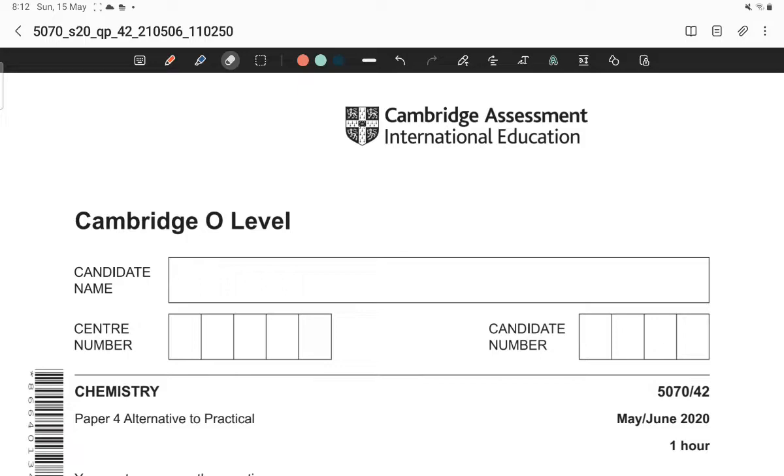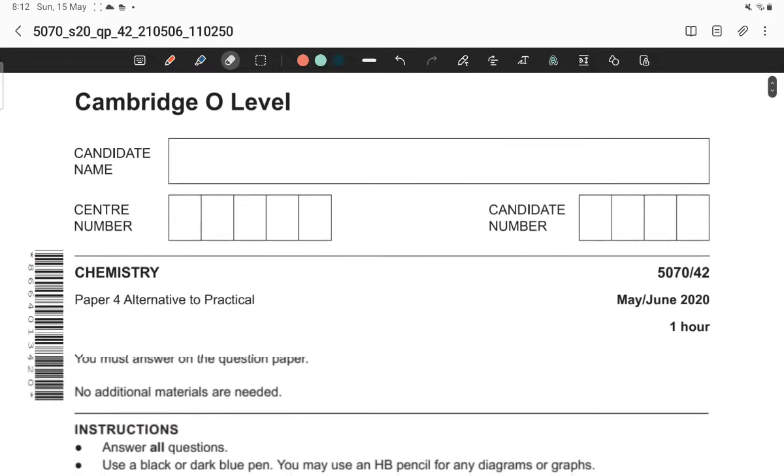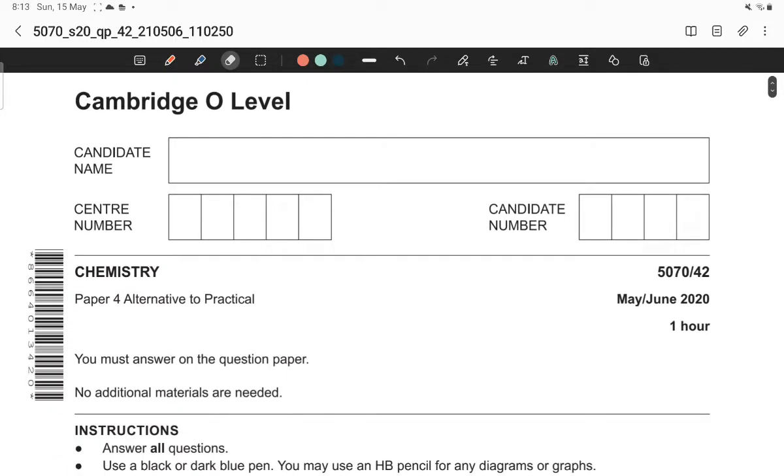I will be solving this paper for O-level students who are appearing in alternative to practical paper this year. So this is paper 4, alternative to practical, May-June 2022, paper 4-2.